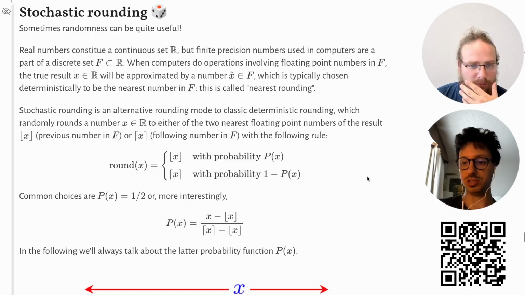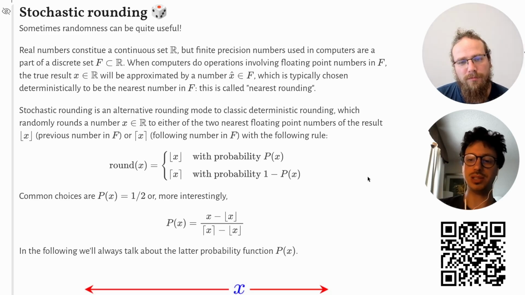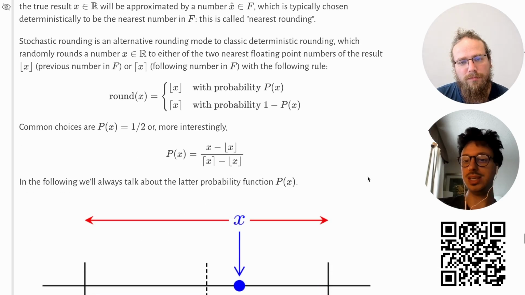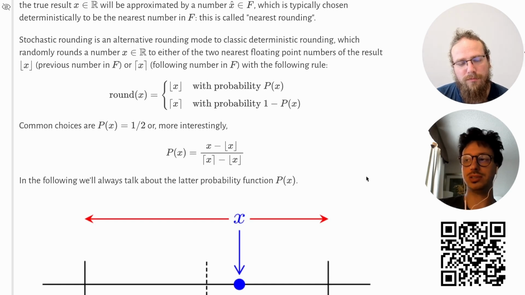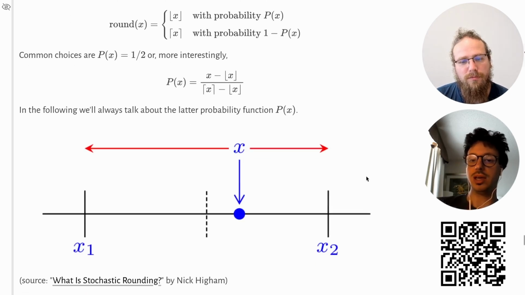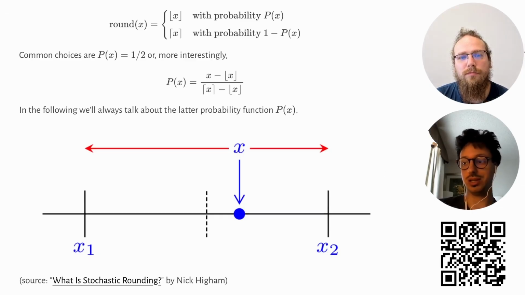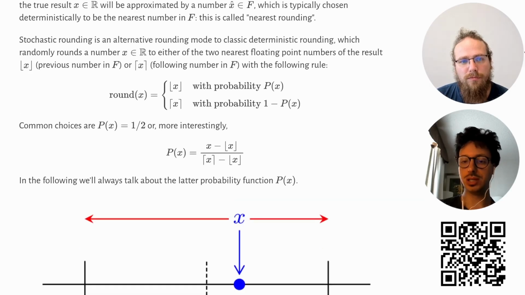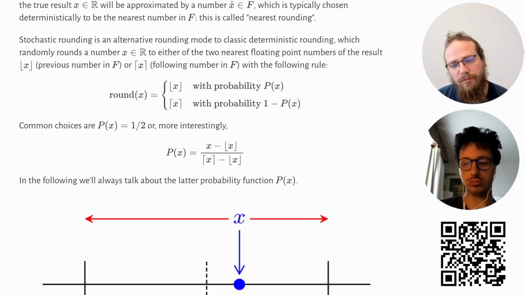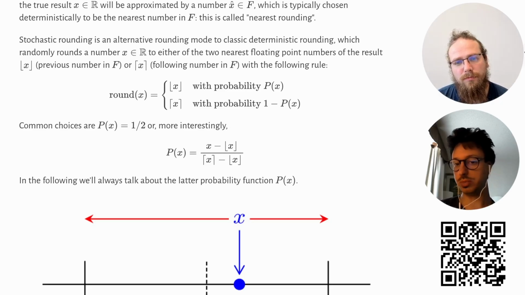computers, using this subset F, you do some operations, you get a true result, but this is eventually deterministically rounded to the nearest number in F. But you can think about using a different strategy. Instead of always rounding to the nearest number in F, you can round with a certain probability. One example of this is rounding down with a certain probability p, or rounding up with a probability 1 minus p.